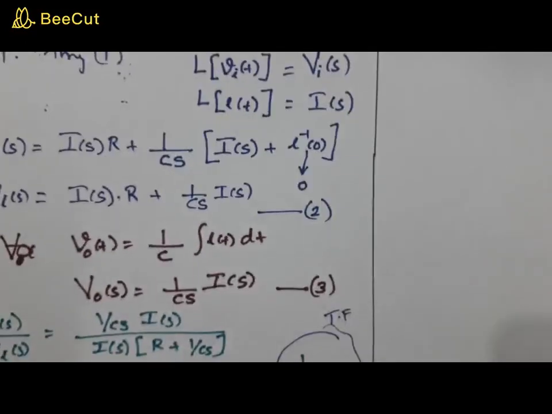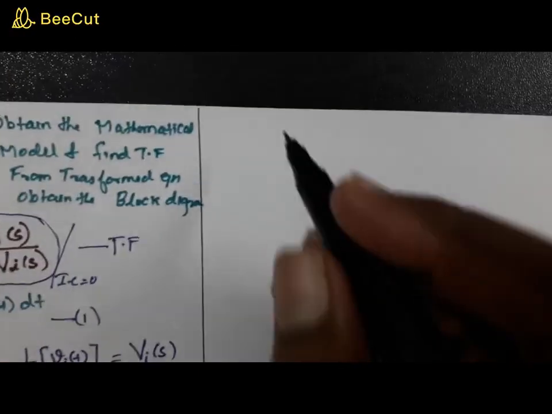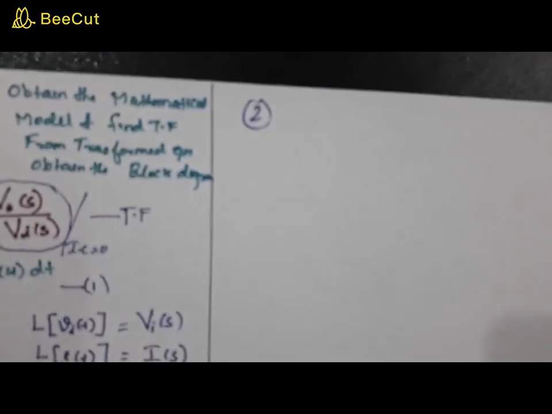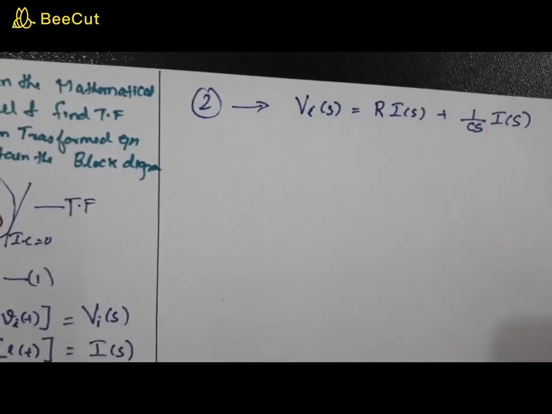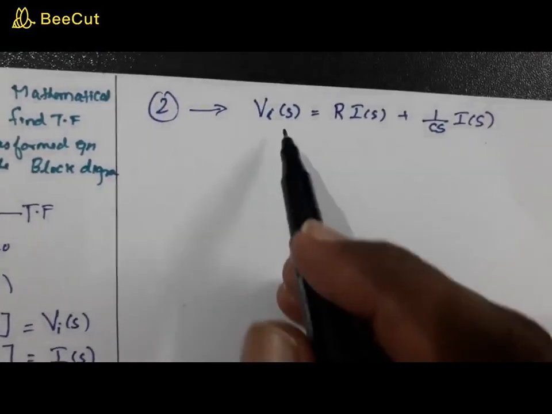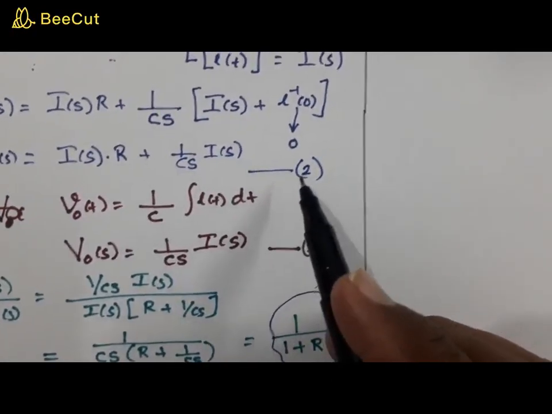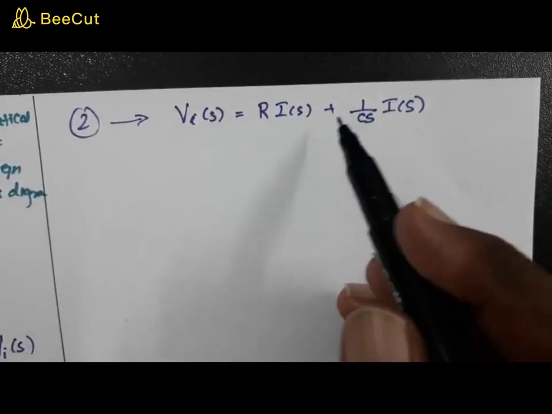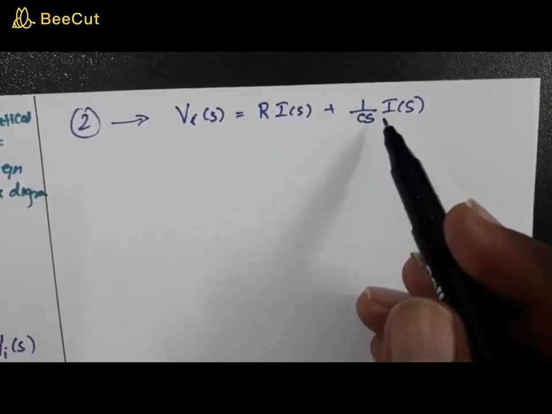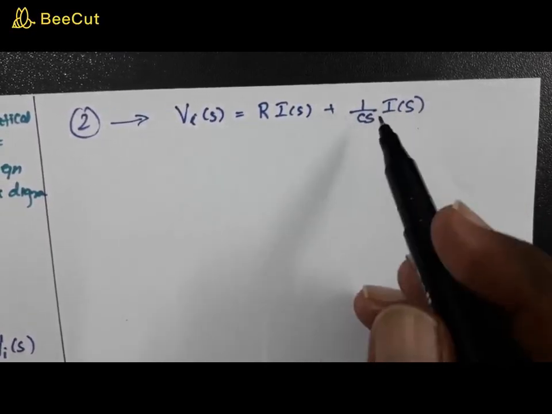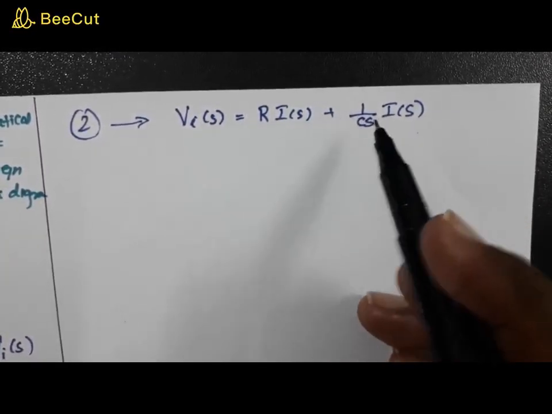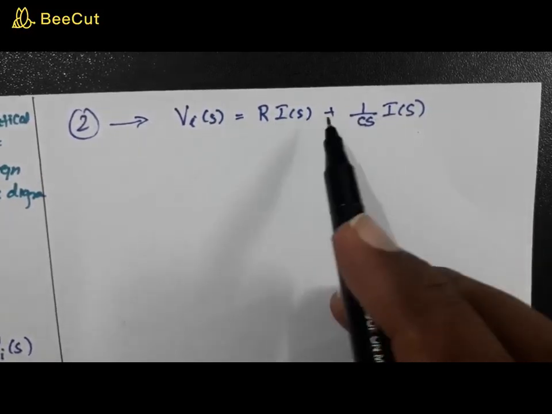Okay, now looking at equations 2 and 3, I'll rewrite these. Now I have rewritten the second equation again here. So this is vi of s is equal to r into I of s plus 1 by cs into I of s. So this is again KVL, right? This is an equation we got from KVL. The only difference is this is a frequency domain or S domain circuit.